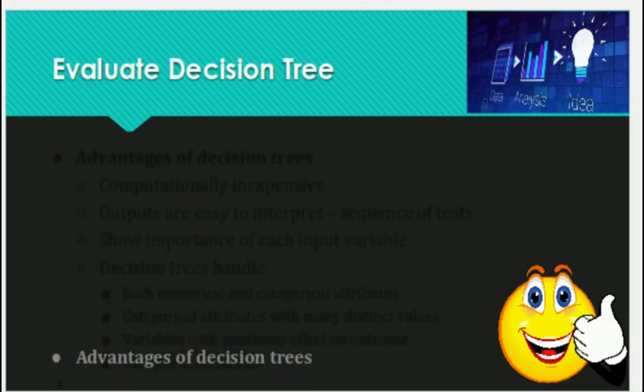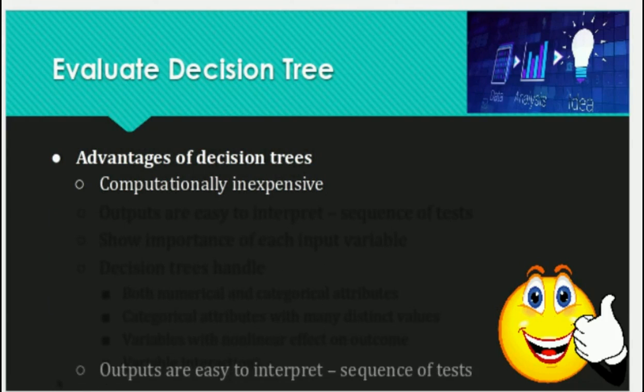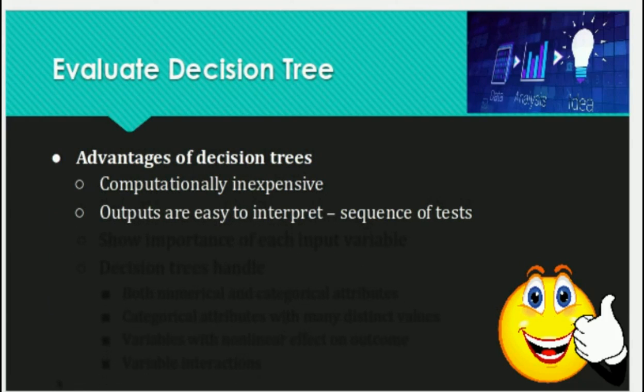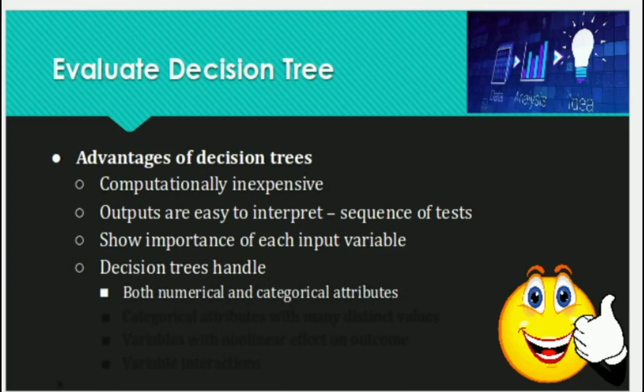Decision trees are computationally inexpensive and it is easy to classify the data. The outputs are easy to interpret as a fixed sequence of simple tests. Many decision tree algorithms are able to show the importance of each input variable. Basic measures such as information gain are provided by most of the statistical packages. Decision trees are able to handle both numerical and categorical attributes and are robust with redundant or correlated variables.